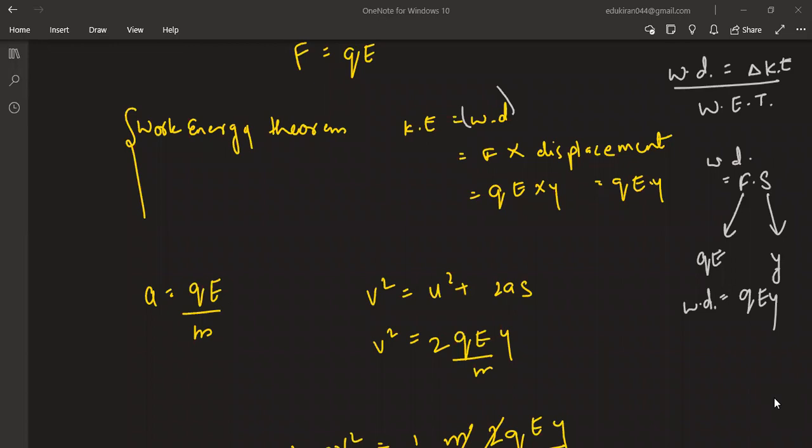And we can use any of the methods, either the work energy theorem, or the kinematics equation also you can use. Acceleration will be force by m. From here you have acceleration. It is already at rest. You can use this also. Whichever method is suitable to you.